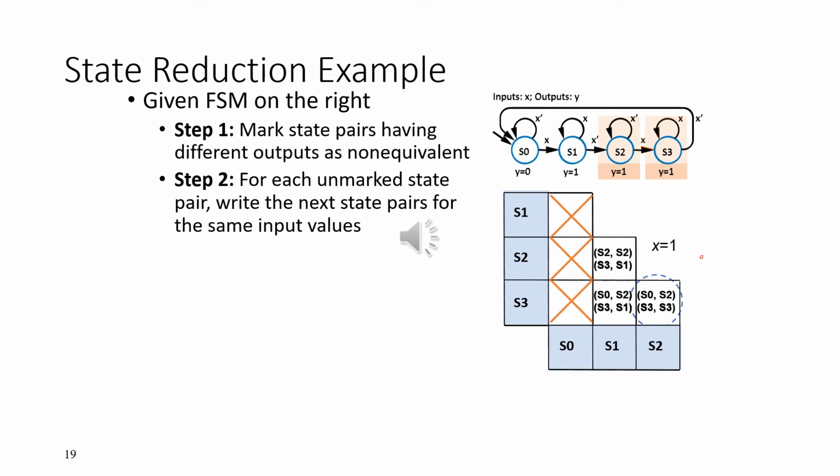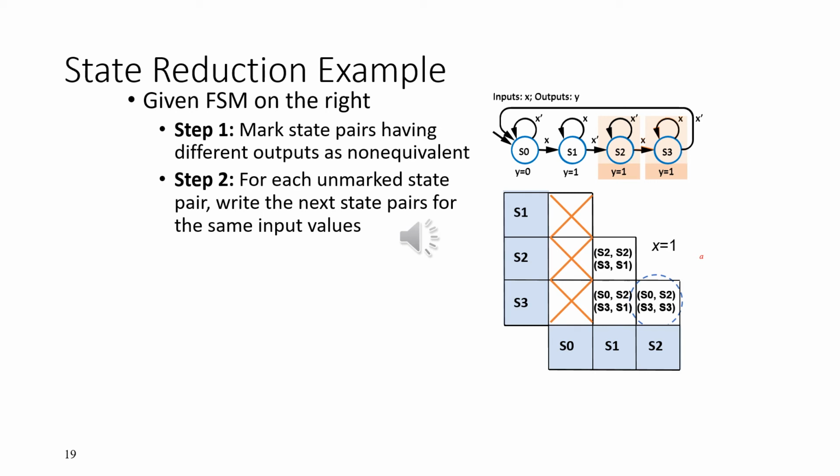Then step 2 is, for the given FSM on the right, mark the state pairs having different outputs as non-equivalent. And step 2 is, for each unmarked state pair, write the next state pairs for the same values of input. So for S1 and S3, when x is equal to 0, the next state pair is S0 and S2. And when x is equal to 1, the next state pair is S1 and S3.